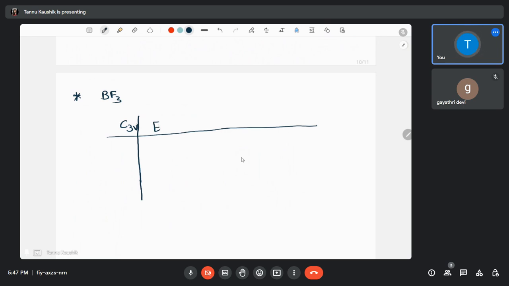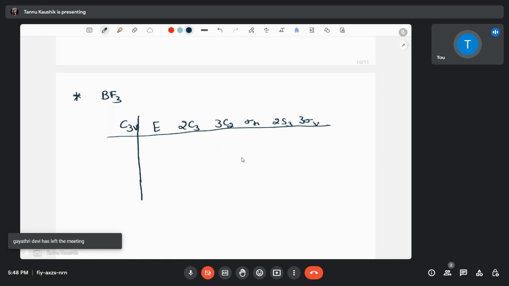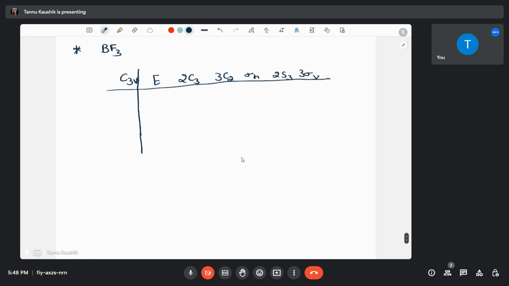What are the classes of symmetry operations for this point group? E, 2C3, 3C2, sigma h, and 3 sigma v. I hope you have learned by now how to find the point group of a particular molecule, write these symmetry operations, and classify all the symmetry elements into particular classes.